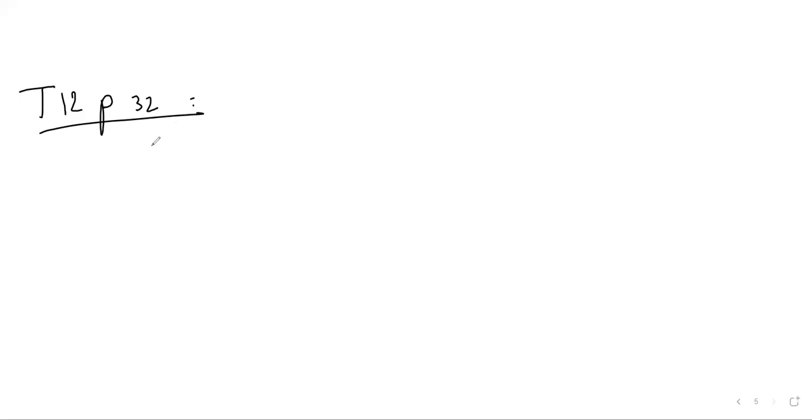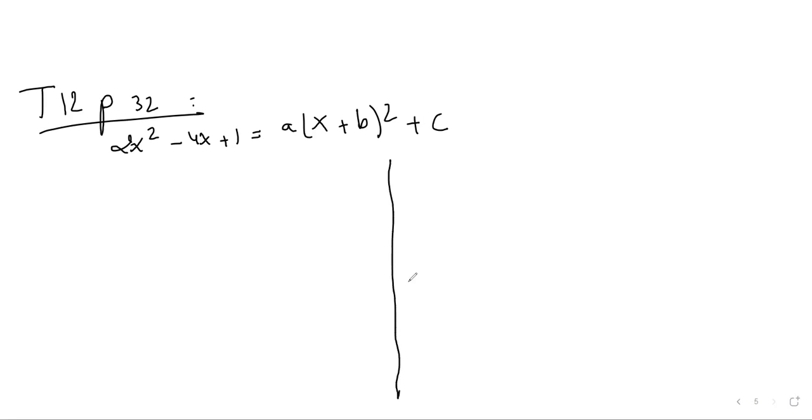All right, this is a video to correct task 12, page 32, and it's part of your first assignment. So I have to express 2x squared minus 4x plus 1 in the form a times (x plus b) squared plus c. Right, how to do that? You have two ways to do this. Either you take this, expand it, and then use identification to get the values of a, b and c, or start with this expression and try to write it in this form.